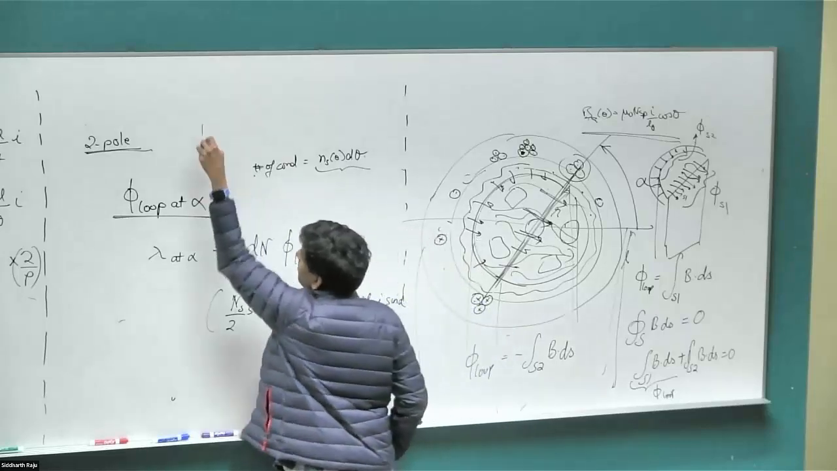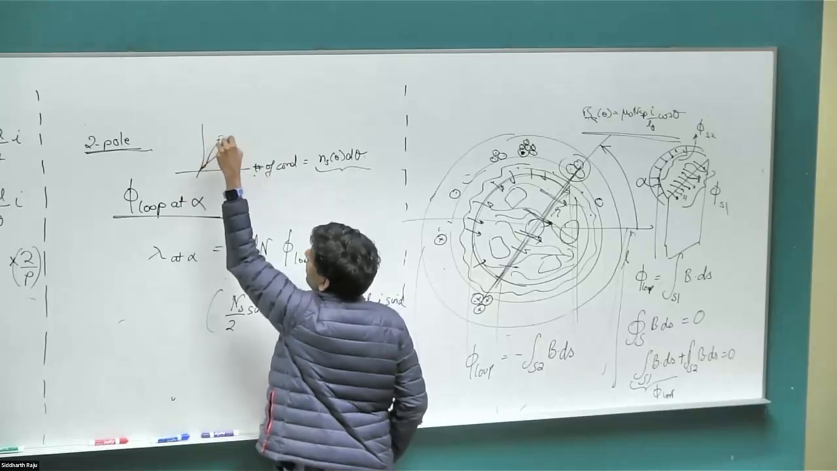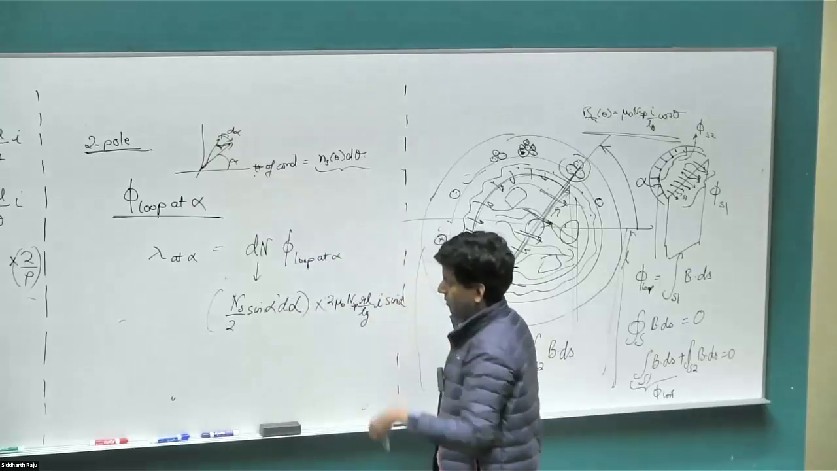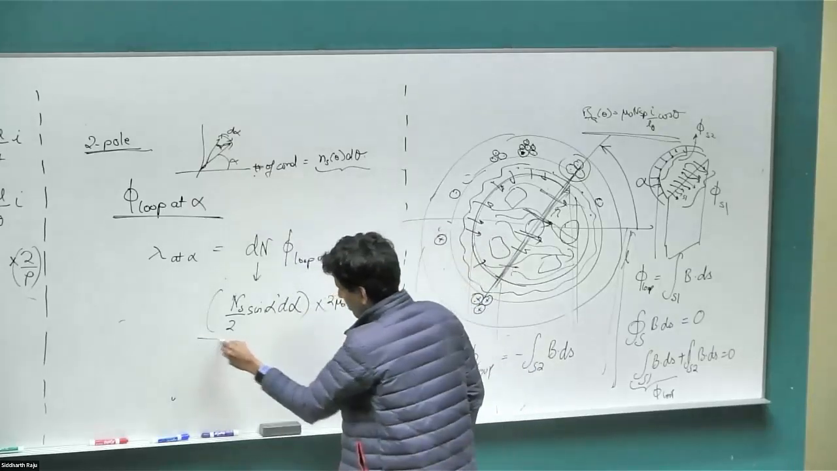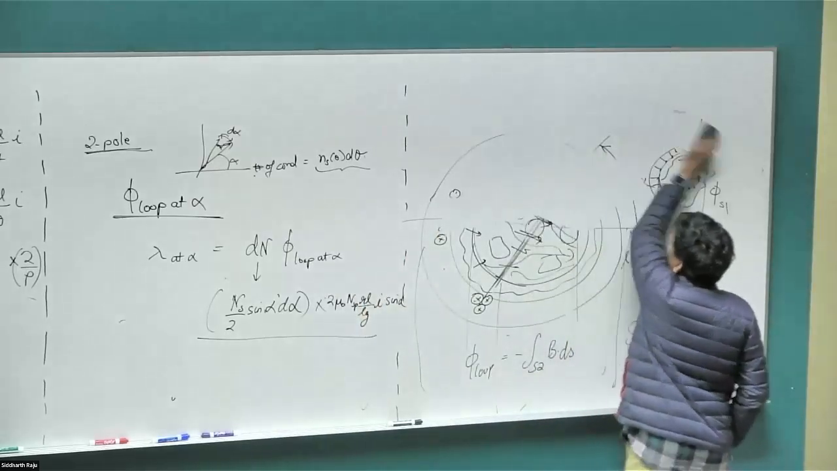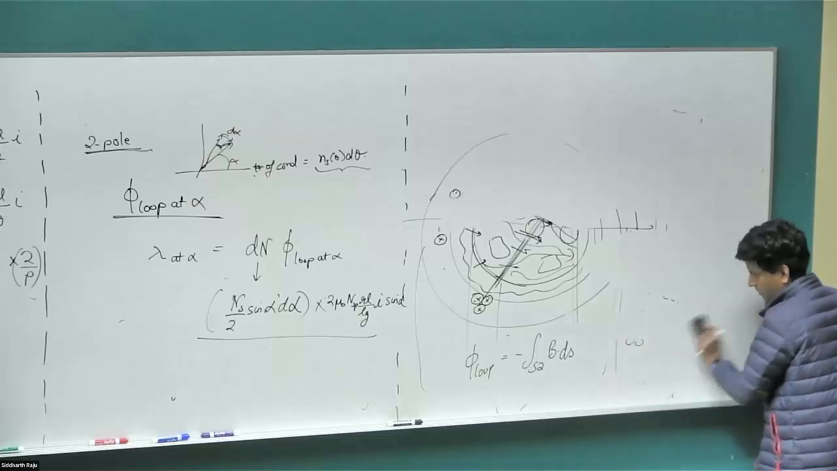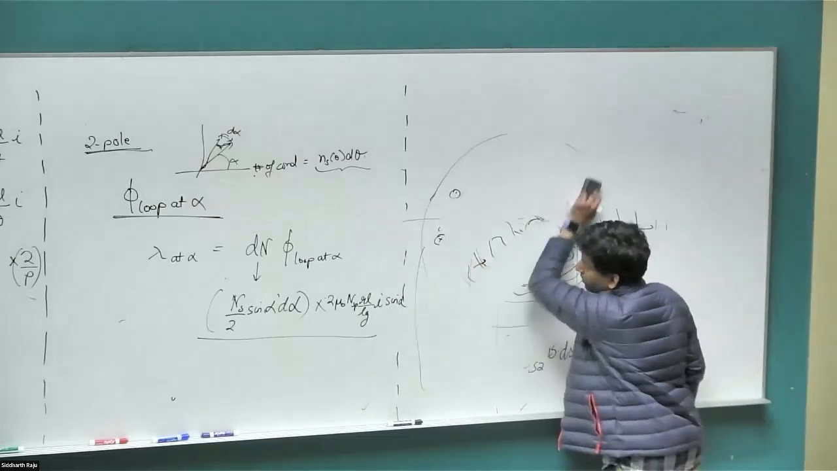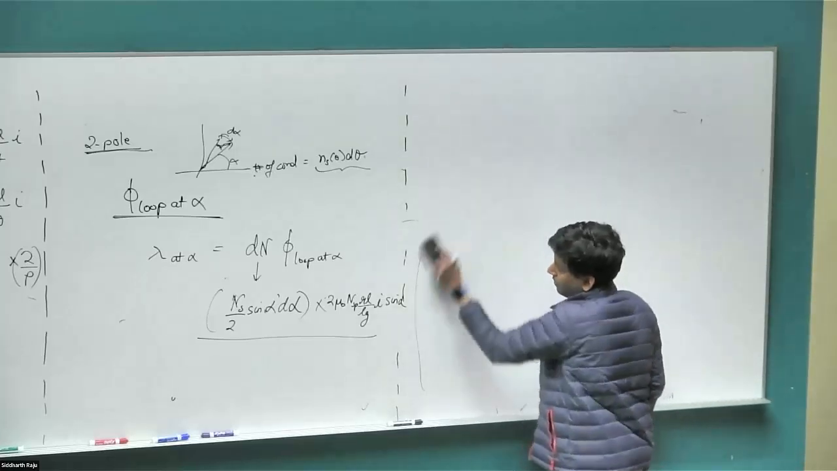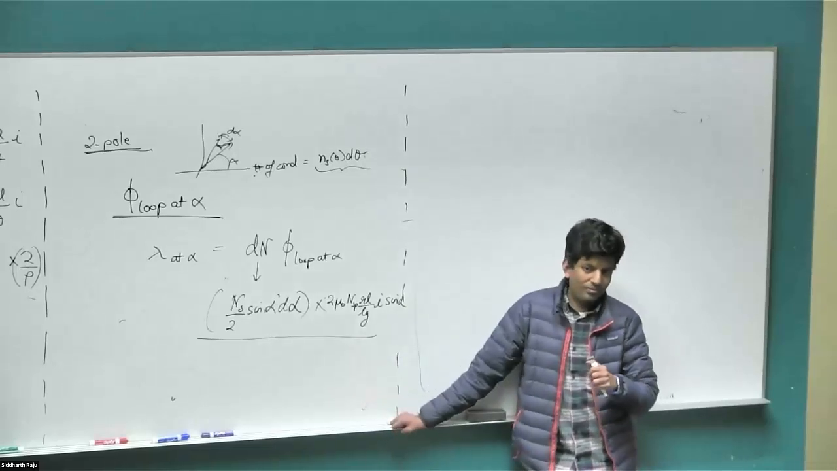At any particular angle alpha, this would be d alpha, and we want to figure out the total number of conductors in that particular angle. Once we have the flux linkage of that particular loop, how do I figure out the total flux linking all the coils?